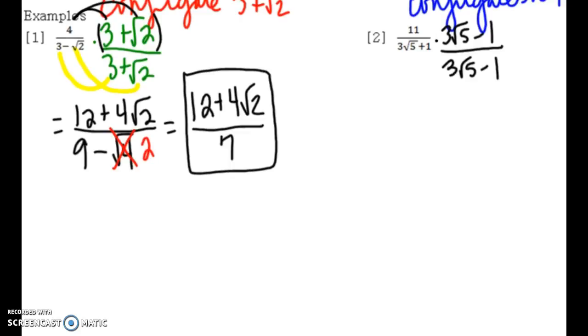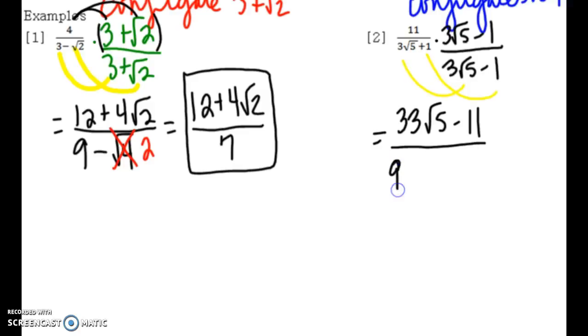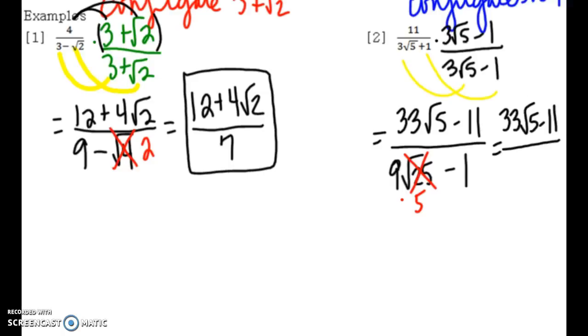Let's distribute that, and when we distribute, we get 33 radical 5 minus 11. Multiply the first and the last, and we get 3 times 3 gives me 9 square root of 25 minus positive 1. Square root of 25 becomes 5, so I have to do 9 times 5. So in my numerator, I have my 33 square root of 5 minus 11. And then I have 45 minus 1, which reduces to 44.